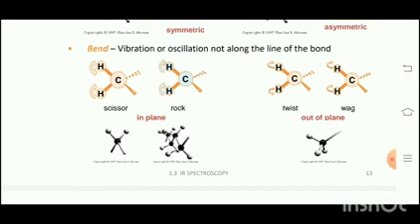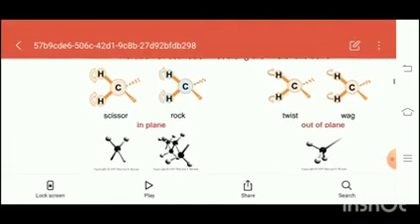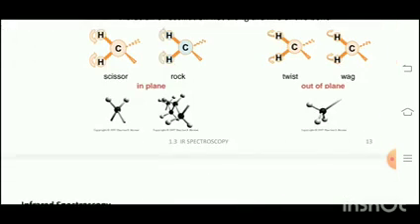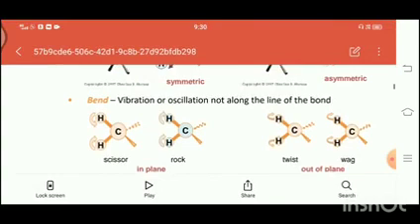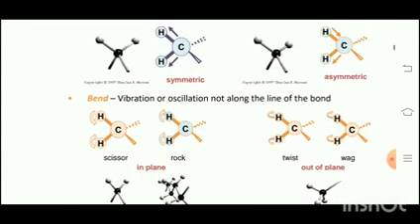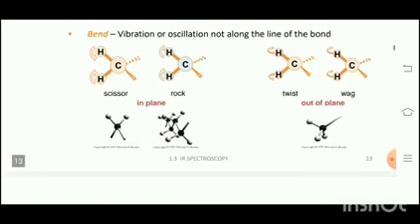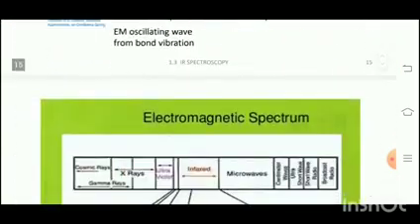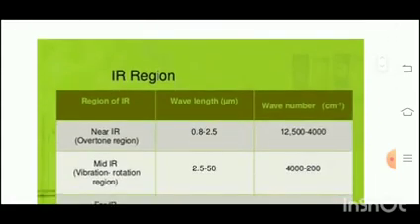So while you are passing IR radiations, these kinds of vibrations are possible. The molecule will undergo these vibrations, and each vibration requires some amount of energy. The energy required for that particular vibration, the molecule acquires from the IR radiation. So from the instrumentation part, we can identify what type of interaction it is.